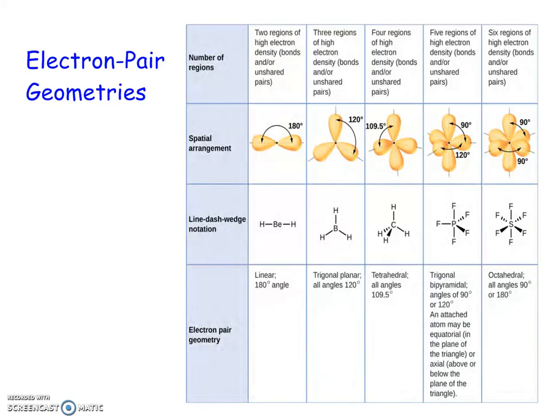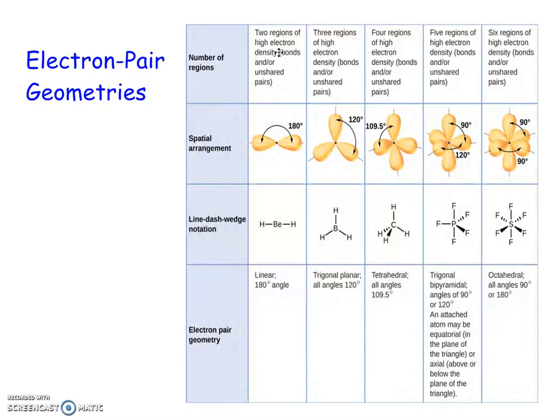Electron pair geometries are only going to have to do with how many regions of electron density there are, not what those regions are. So regions of high electron density could either be a bond, whether single, double, or triple, or a lone pair.